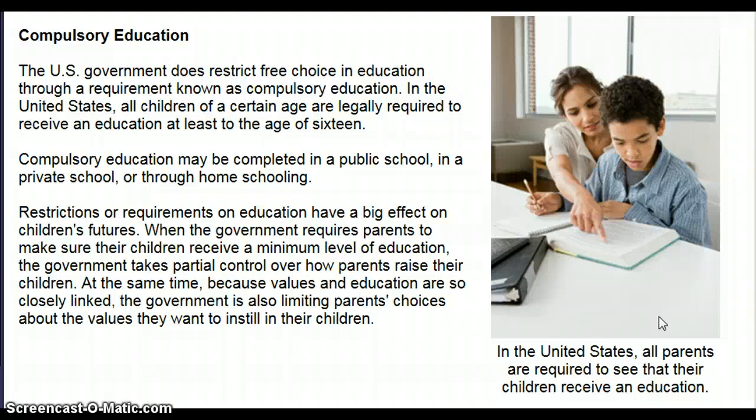Restrictions or requirements on education have a big effect on children's futures. When the government requires parents to make sure their children receive a minimum level of education, the government takes partial control over how parents raise their children. At the same time, because values and education are so closely linked, the government is also limiting parents' choices about the values they want to instill in their children.